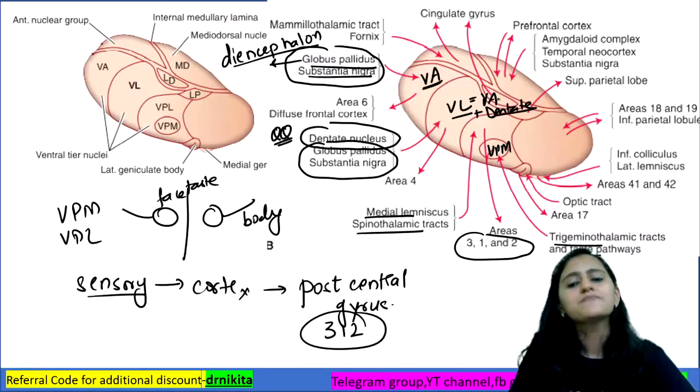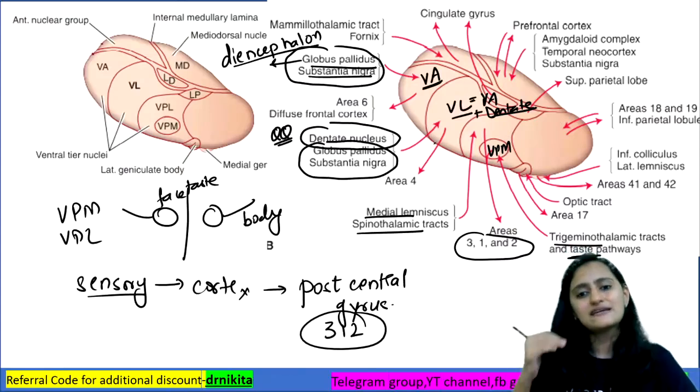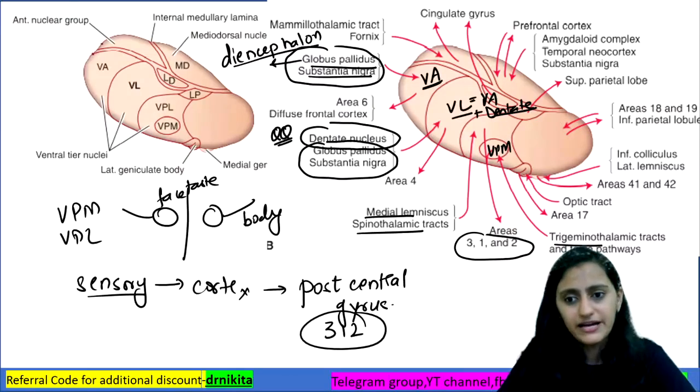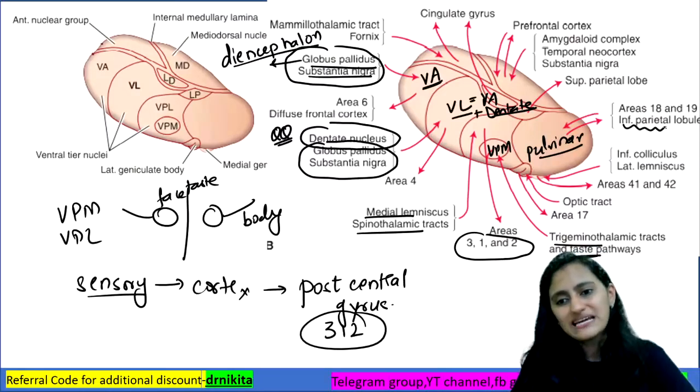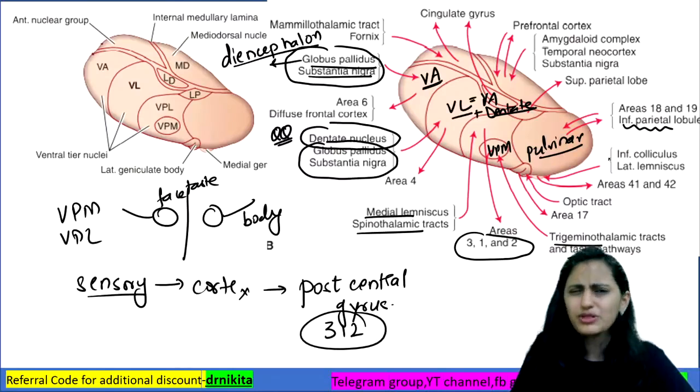So dentate goes to your ventral lateral nucleus. VL mein jata hai dentate nucleus from the cerebellum. Alright. And this one is your pulvinar. The largest nucleus is your pulvinar. It goes to the inferior parietal lobule. Not that important. You can skip that.